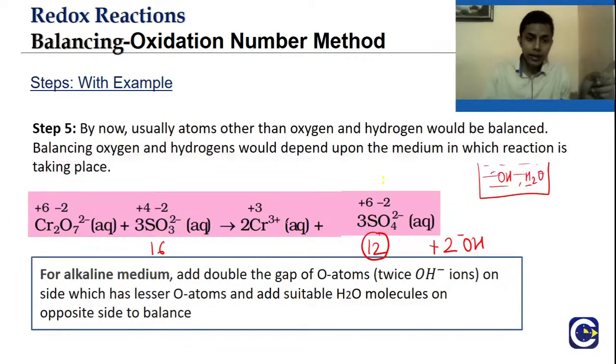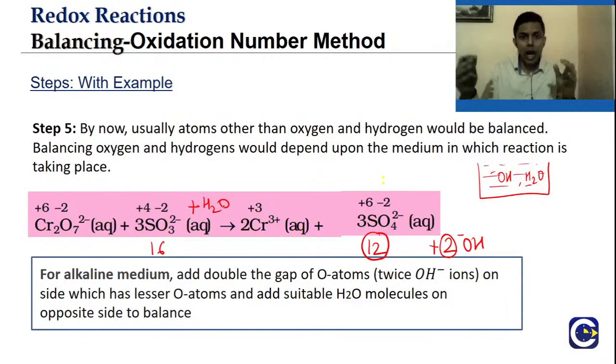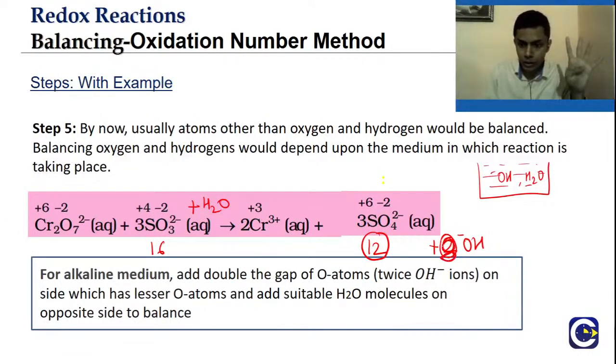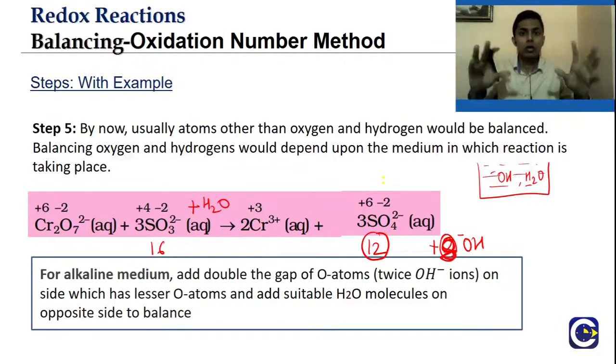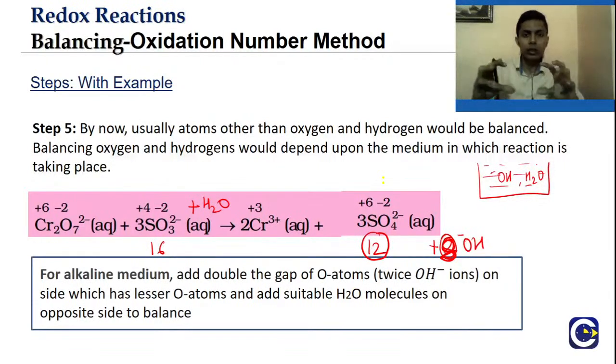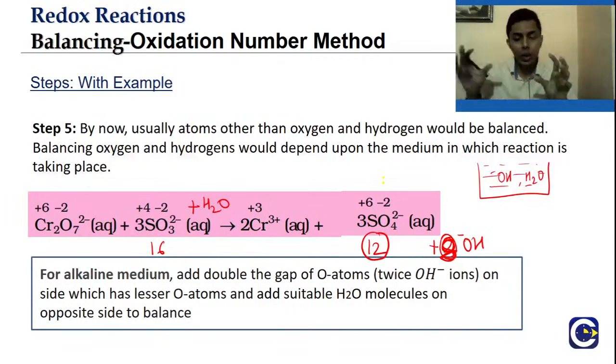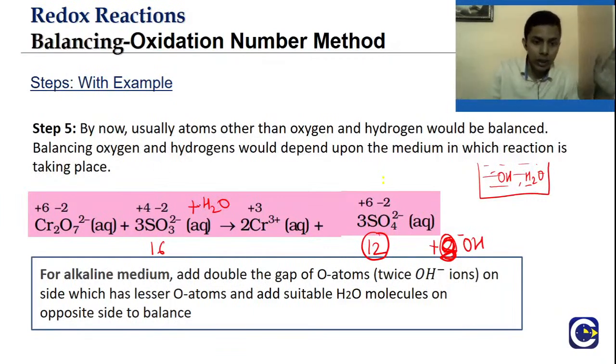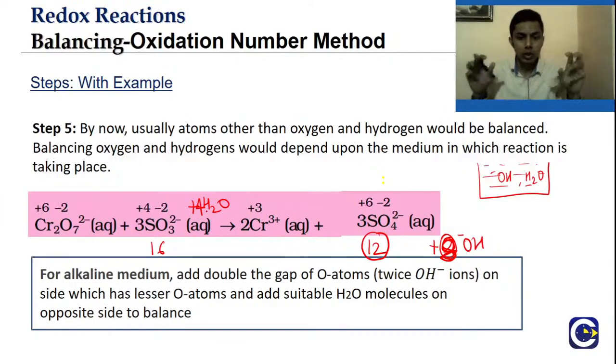On the other side, if I'm using 2 moles over here, I'll have to use 1 mole H2, half. Basically it means half. Here, 4 oxygens are less, so I need to add 8 hydroxide, twice the number of oxygen less. Here the number of oxygen less is 4, so twice of 4 you need to add on the right side, and then half of it you have to add on the left side. 4H2O you will add on the left side. Then the reaction will be balanced.